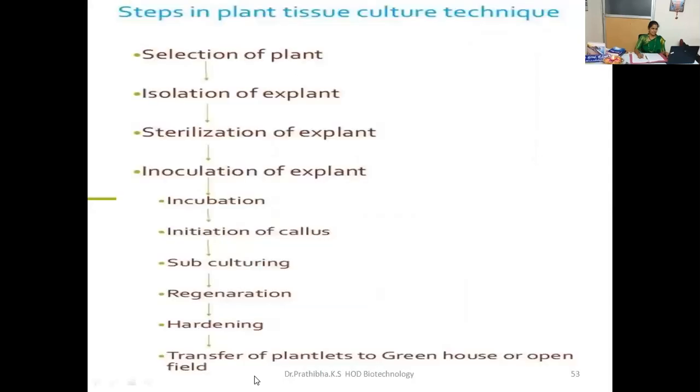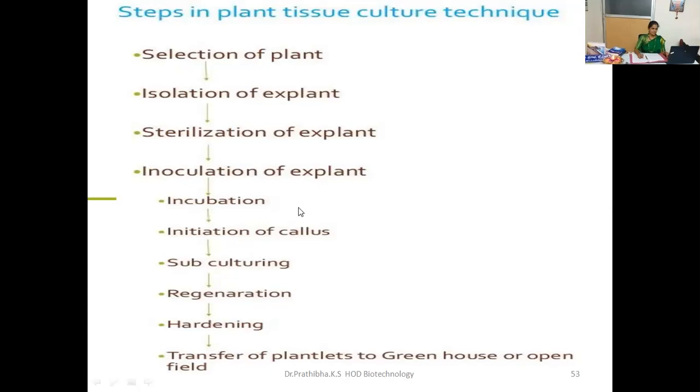Here you can see the general steps in the plant tissue culture technique. When you go for any tissue culture technique, first we do the selection of the plant. The plant must be healthy and free from any kind of microorganism infection. Then isolation of the explant will be done. Then sterilization of the explant, which is the pre-treatment using surface sterilizing agents. Then inoculation of the explant will be done.